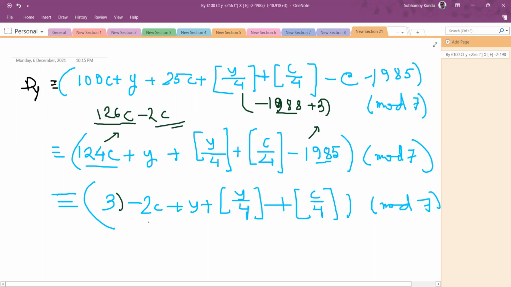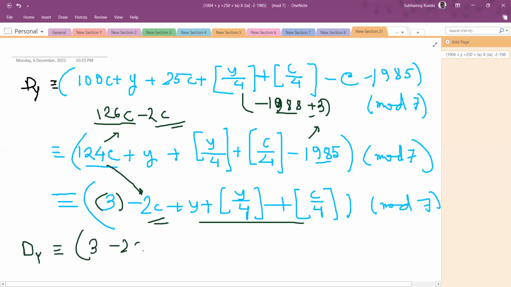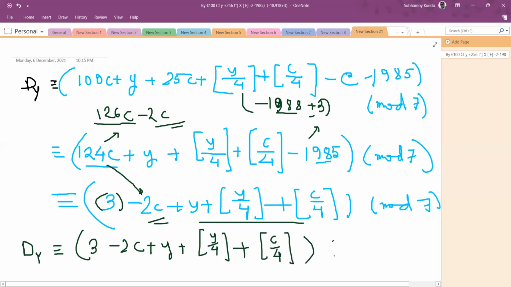Only 2c is remaining and 3 is remaining. So from this we get 2c because 126 is divisible by 7. So that's why it's gone. And 3 is remaining and all this remaining, these are also remaining. So let me finally say y is nothing but these are still calculations, more easy.